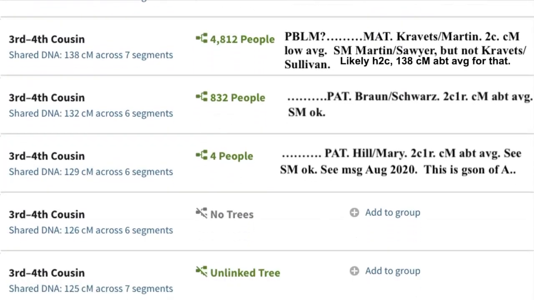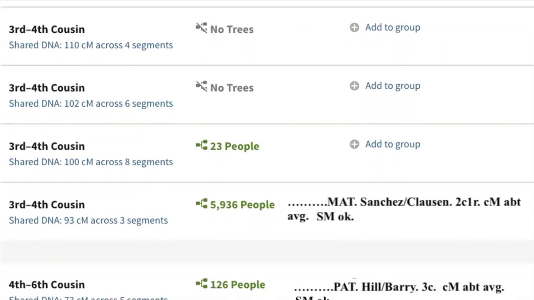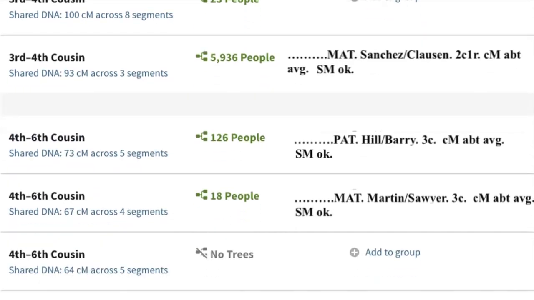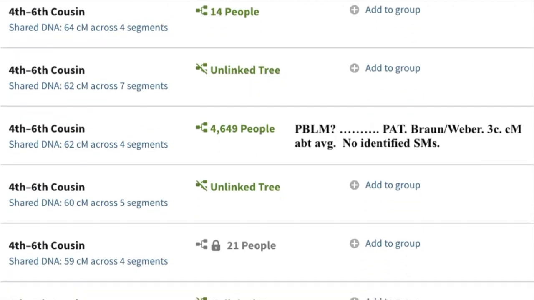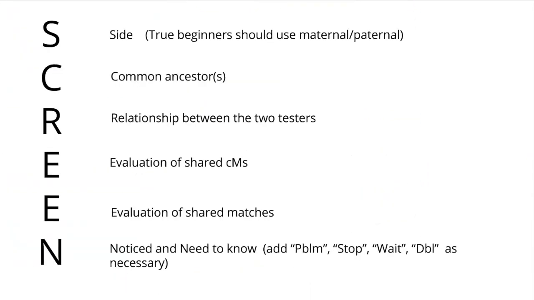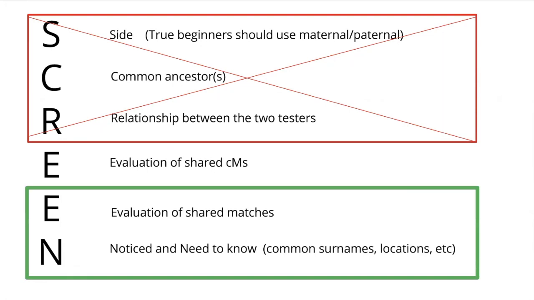It's probably going to be the majority of your matches are still going to have no notes at this point. I'm hoping for you, you're one of those lucky people where you've identified a lot of your matches. So there's plenty here to work with still. We can't use the acronym on those people because we don't have the information for these matches. We don't know how we're related to them, right? We're mostly going to focus on these bottom two, an evaluation of the shared matches and picking up anything of interest that we notice, including common surnames, locations, or anything else that provides a clue about how they might be related.